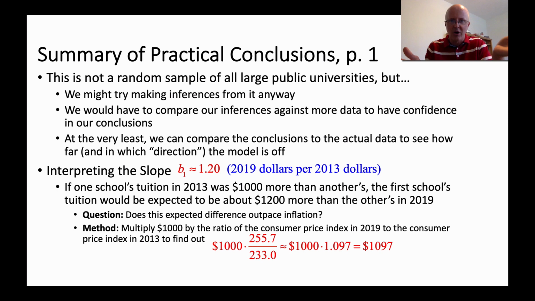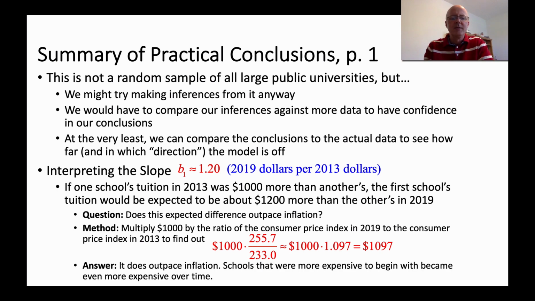Now that doesn't apply to all kinds of items. It's an average over many, many items. The fact that that number, 1,097, is smaller than 1,200 means that the increase for these more expensive schools from 2013 to 2019 outpaces inflation. Schools that were more expensive to begin with became even more expensive over time.